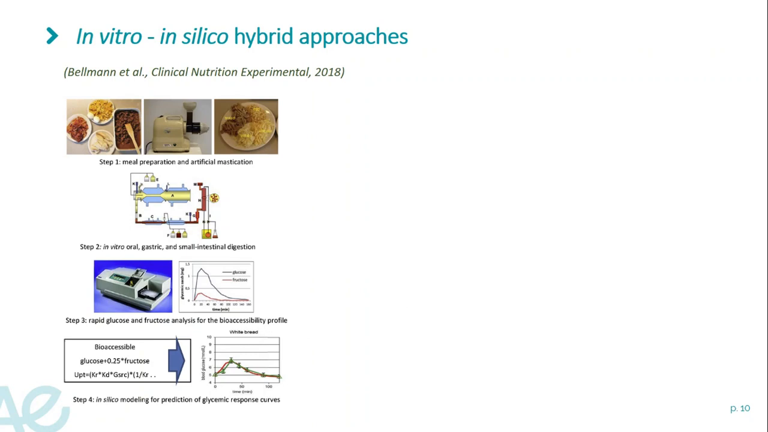So this second study is pretty much the same as the one just before. It is a study by Bellman and co-workers, except that this time they used a more elaborate in vitro procedure with an artificial mastication, a dynamic in vitro system this time with a dialysis membrane. So they measured the glucose and fructose concentration in the dialysate. And in the last step, they built an in silico model to scale back their in vitro observation into a more in vivo situation, in particular using a glucose-insulin homeostatic model.